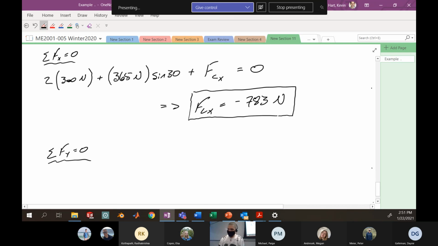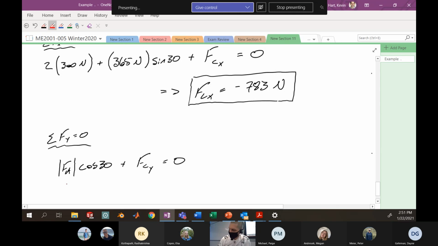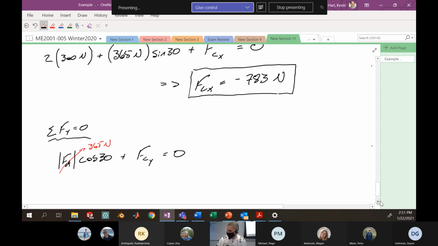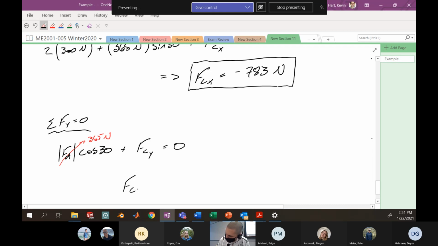And finally, sum of the forces in y equals 0. It's whatever the contribution of that force at A is and the contribution from the pin at C. So here we're going to have something like the magnitude of the force at A resolved into the y direction through the cosine of 30 degrees, plus the contribution at the pin at C, equals 0. Here I have this already. This is 365 newtons. And so again, just algebra. Force at C in the y direction, negative 316.